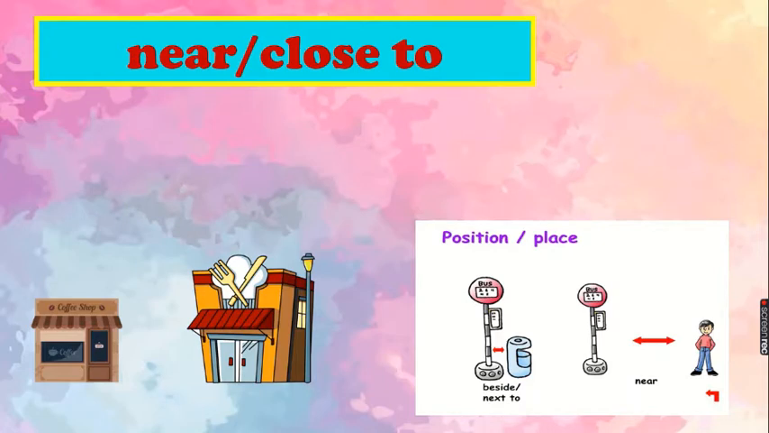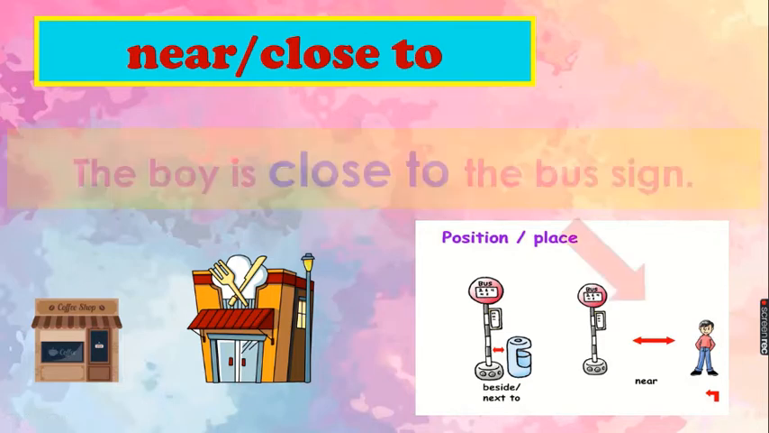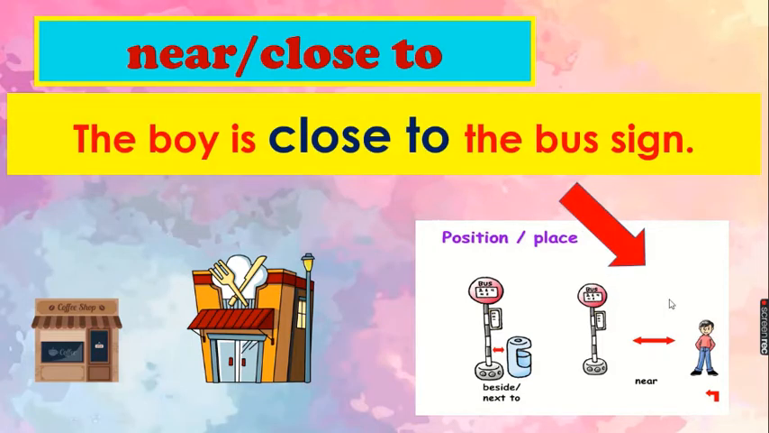Now let's say that again. Where is the boy? Good one. The boy is close to the bus sign, or it's near the bus sign. The boy is near the bus sign. For this one, this is the trash bin. Since it's very, very close, then we can say the trash bin is beside the bus sign. Let's move on to the next.